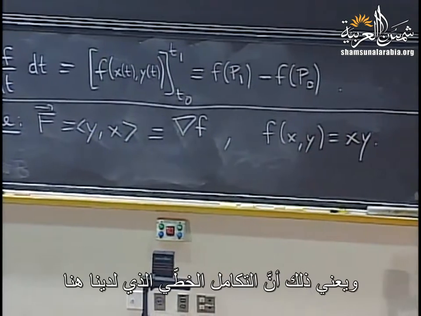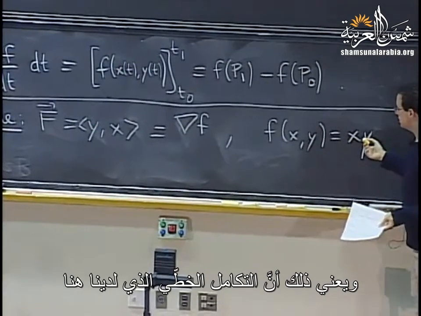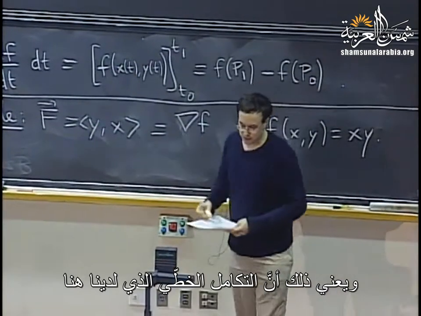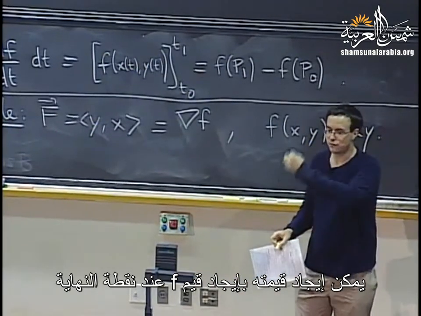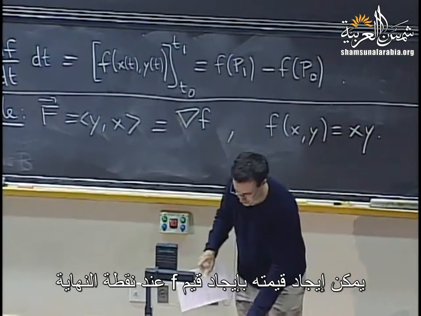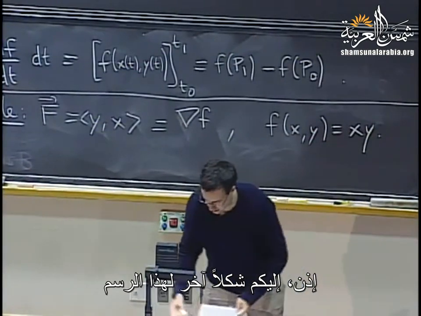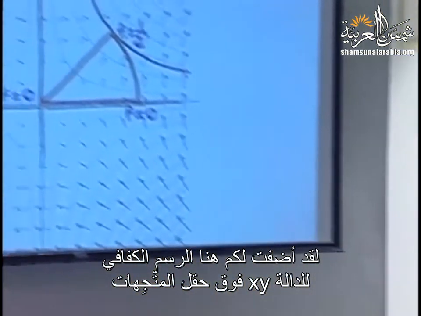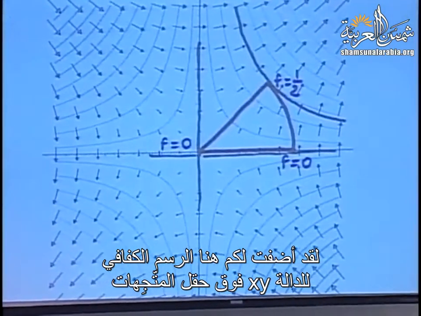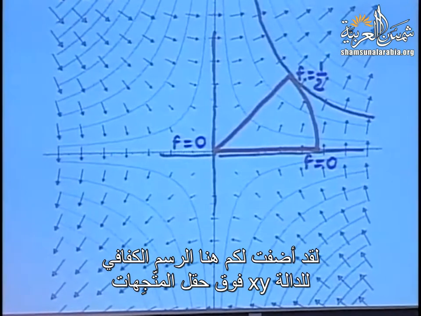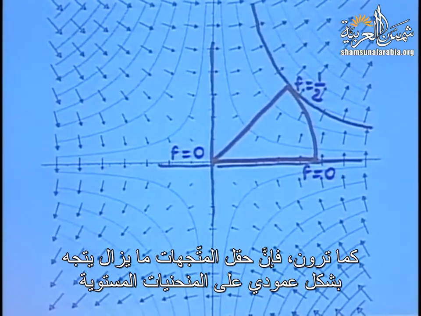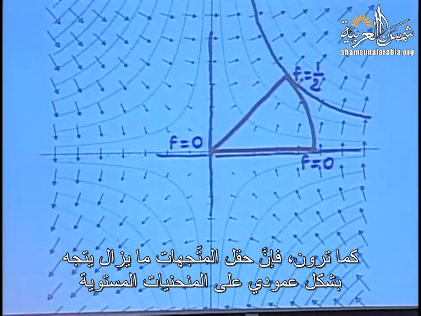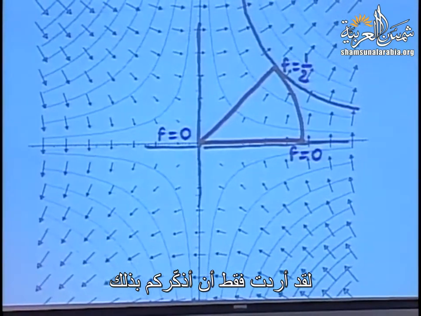Okay? So that means that the line integrals that we computed along these things can be evaluated just by finding out the values of f at the endpoint. So here's version 2 of my plot, where I've added the contour plot of the function xy on top of the vector field. Actually, see how the vector field is still pointing perpendicular to the level curves, as we have seen, just to remind you.